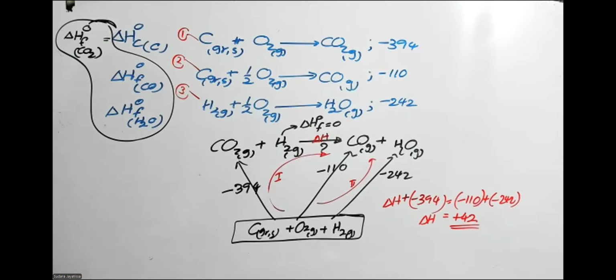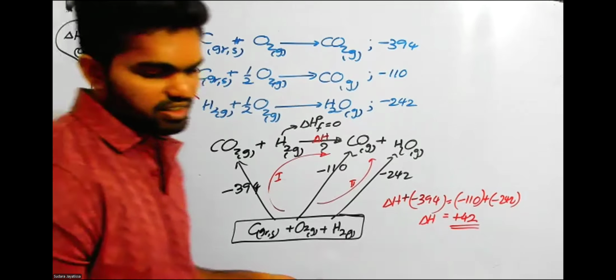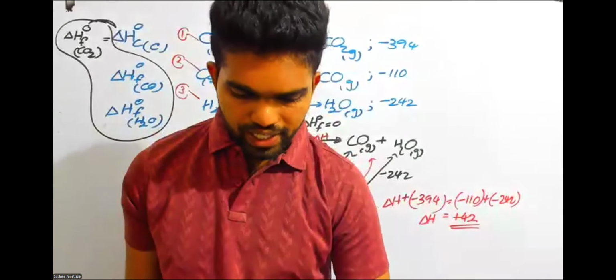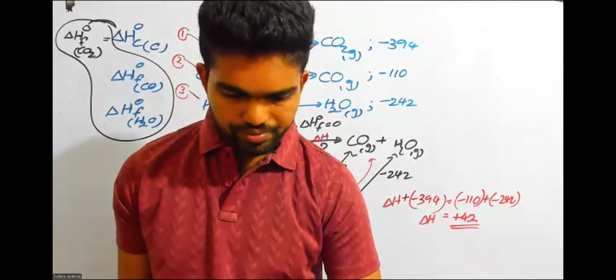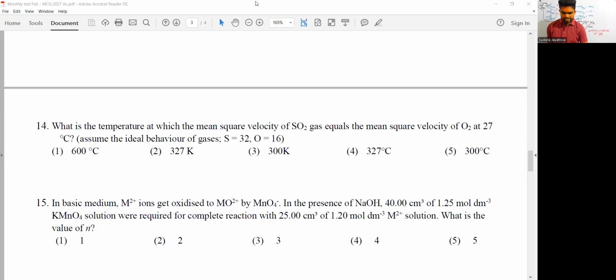Right. Now let's go to the 14th MCQ. That is from gases and kinetic theory. What is the temperature at which the mean square velocity of SO2 gas is equal to the mean square velocity of O2 gas at 27 Celsius? Okay, let's revise that part.